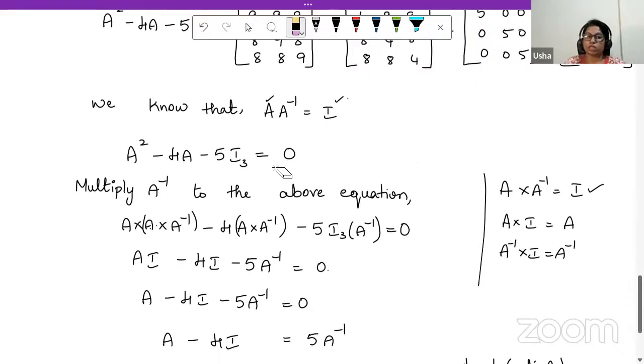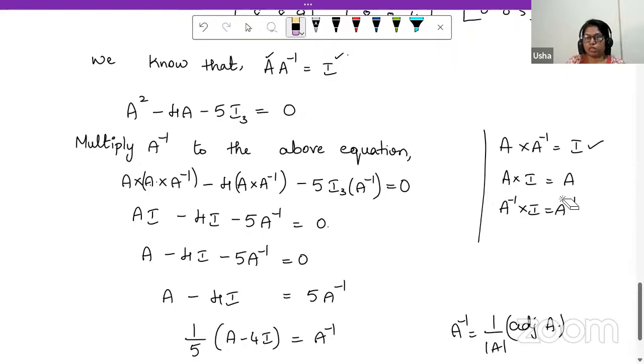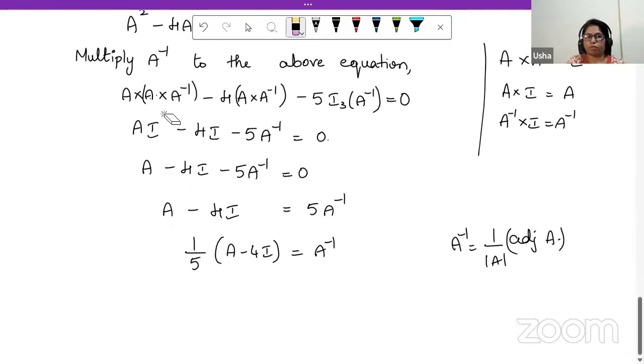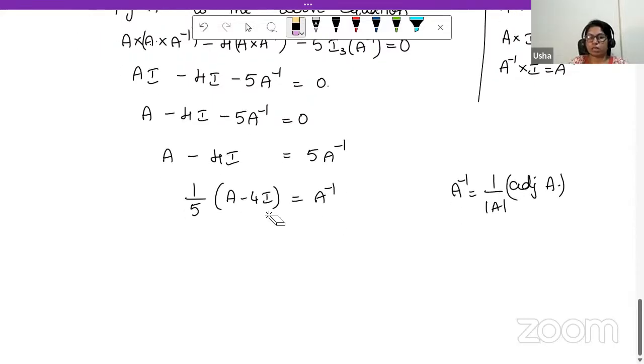We did that. Using this equation, we can find A inverse by first multiplying A inverse to all this. Use these properties. A into A inverse will give you I. A into I, A into A inverse, here also I. I into A inverse is A inverse. Now taking all these things to the other side, you're going to get the A inverse value. A inverse is A minus 4I into 1 by 5. Here we are not using that straightforward method. Now substitute A and 4I, divide every element by 5. You will get A inverse.